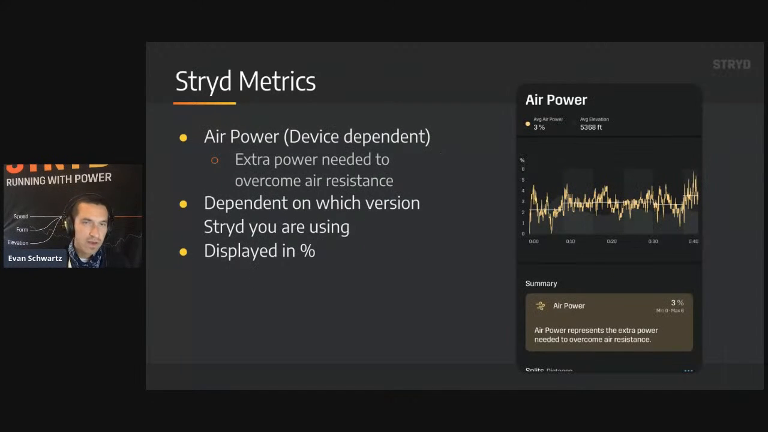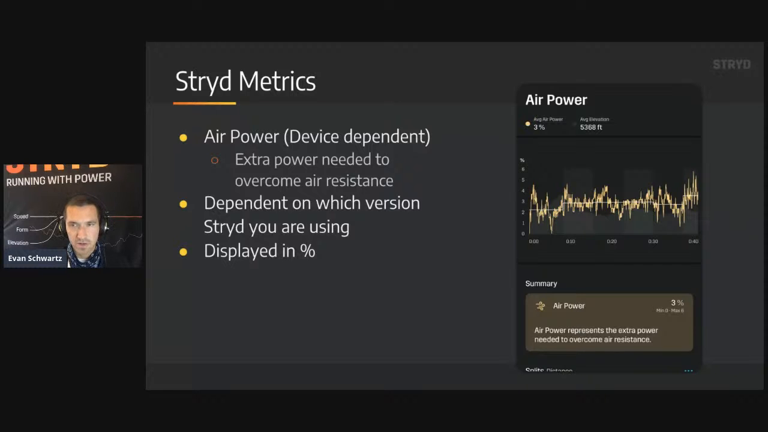The next metric, again, power related, is air power. And again, this is device dependent. You have to have the latest Stryd to get air power, and it's the extra power needed to overcome air resistance, again, depending on which version Stryd you're using, and it's displayed in percentage. The raw watts for overcoming air resistance don't necessarily matter.